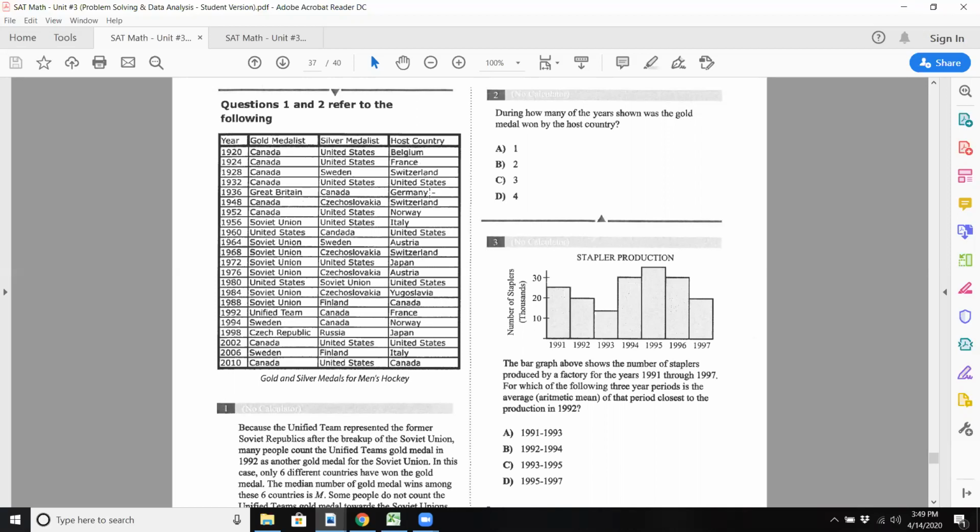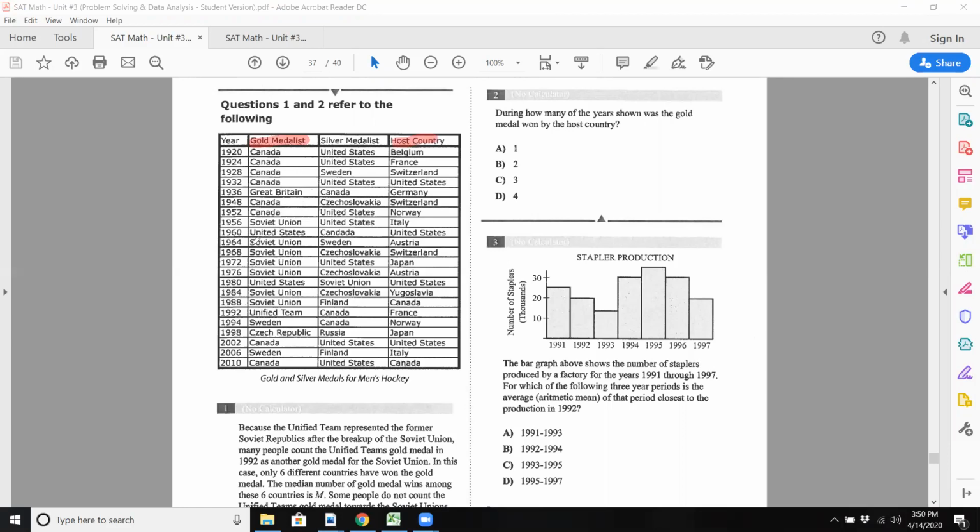Actually, let's look at number 2. Number 2 might be pretty easy. During how many years was the gold medal won by the host country? So Belgium obviously didn't win in 1920. France didn't win in 1924. Switzerland did not win. So you just go through each one by one. US did not win in 1932. Germany did not win in 1936. Switzerland. So I'm trying to look for a match between gold medal and the host country.